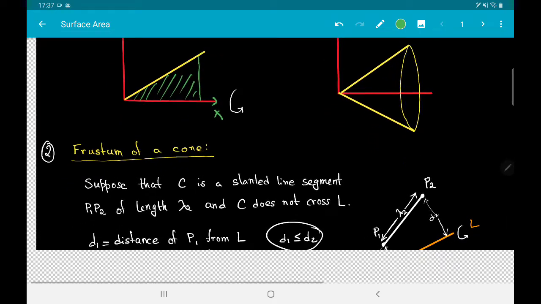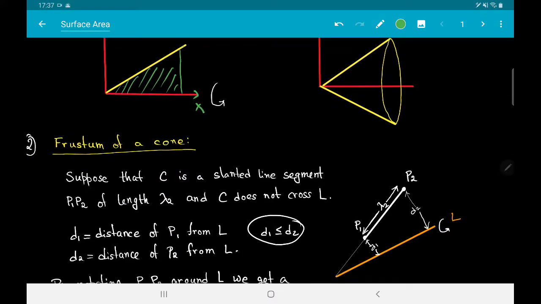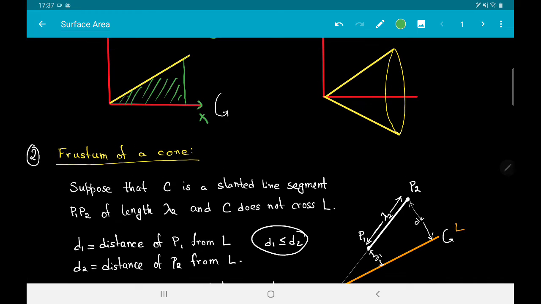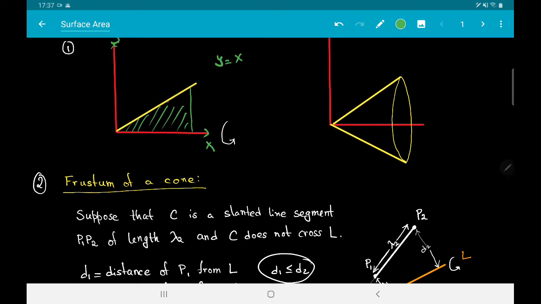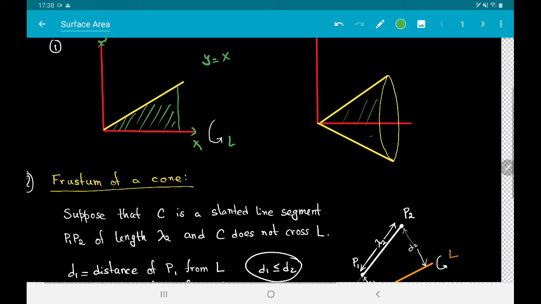So the surface of the cone can thus be recognized as a surface of revolution, which is obtained by rotating a curve. Here the curve is a line, rotated about another line, which is the x-axis here. So this is the surface of revolution that we have just got.